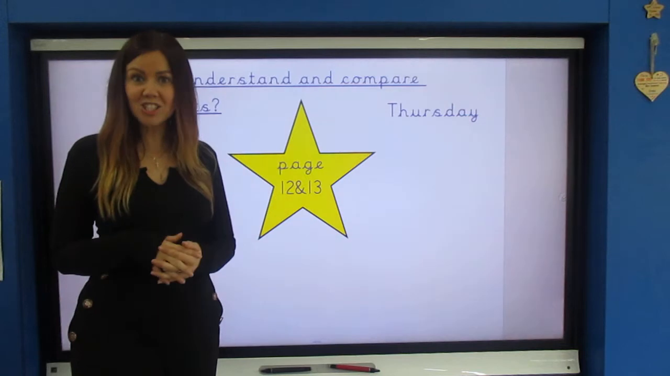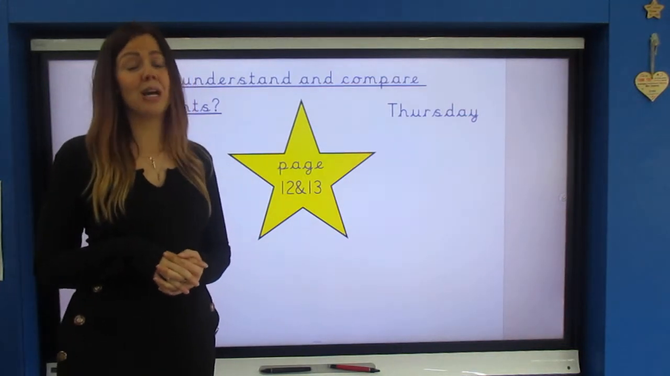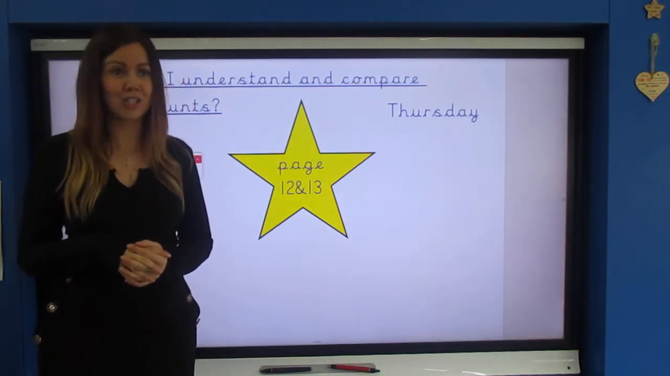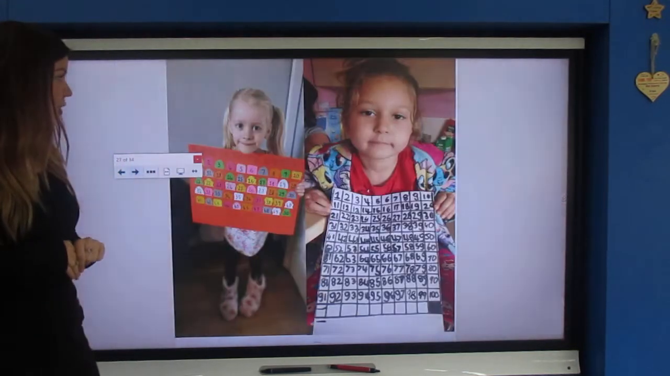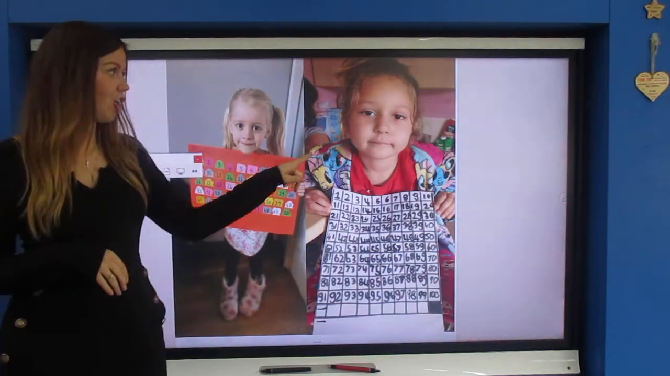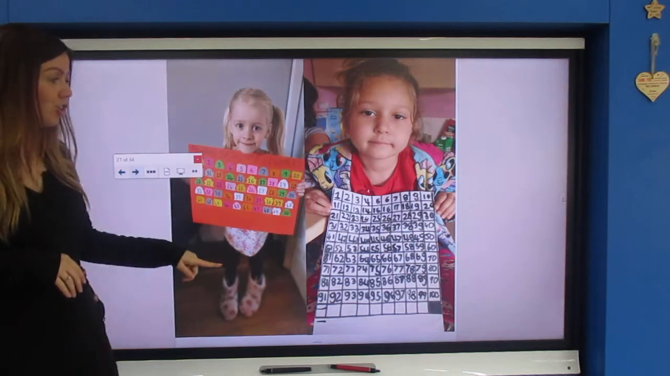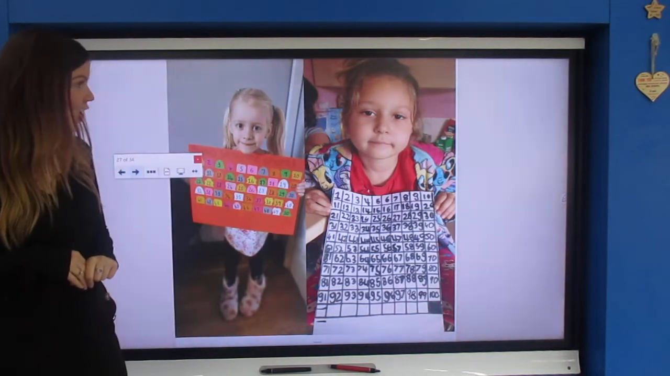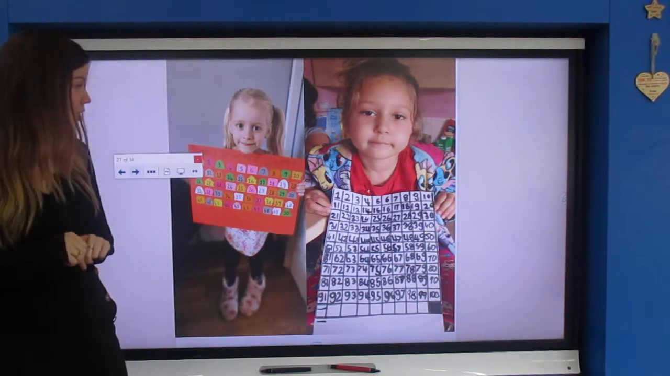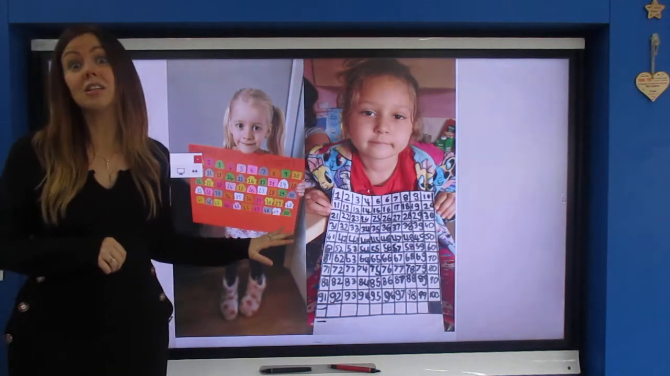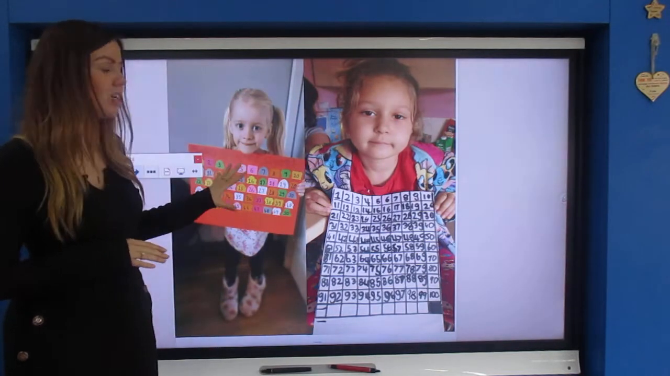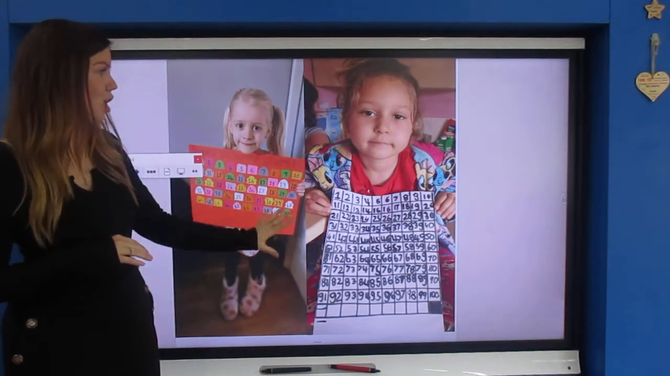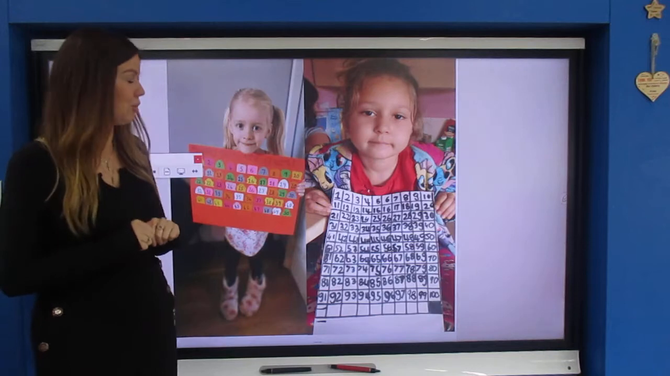Okay, now before we start, I've got a really big shout out to two absolute superstars, and let me show you who they are. We've got Amelia and we've got Carmela. Now look at the 100 squares that they did. Weren't they absolutely fantastic? Well done to you two, they were absolutely brilliant. I saw lots and lots of really good ones, but these really stood out and they had tried so hard. So really big well done to you girls.